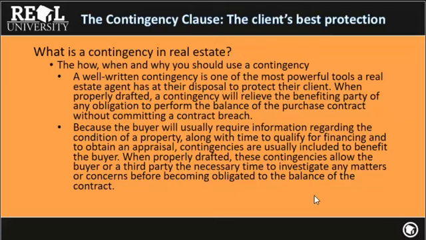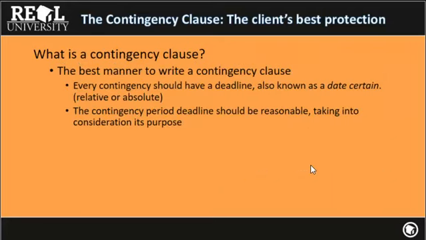But you understand how that contingency works. There's two sides of it. It can be a positive or a negative one, depending on what the outcome is for failure to respond. That's inherently what we're talking about here. Okay. The best manner to write a contingency clause is to make sure one of the key elements that most people leave out is this thing called a date certain. A date certain is a deadline.